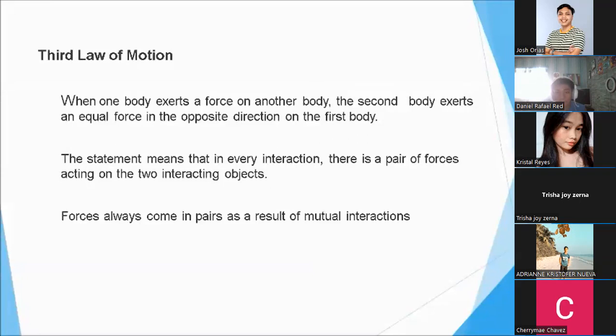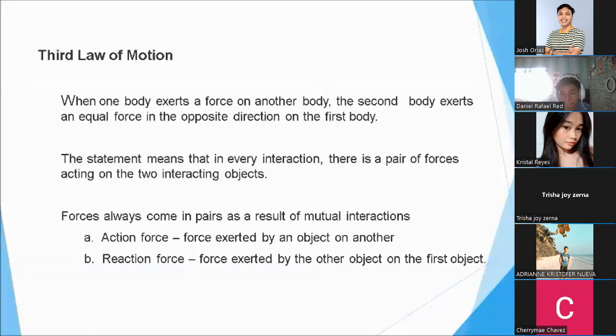So, laging may force pairs basta merong interaction. Okay? And what are those force pairs? Number one, we have the action force. This is the force exerted by an object on another object. And then the reaction force, this is the force exerted by the other object on the first object. So you see, these are force pairs that act on two objects, not on just one object, but on two different objects. Okay? So yan yung force pairs.